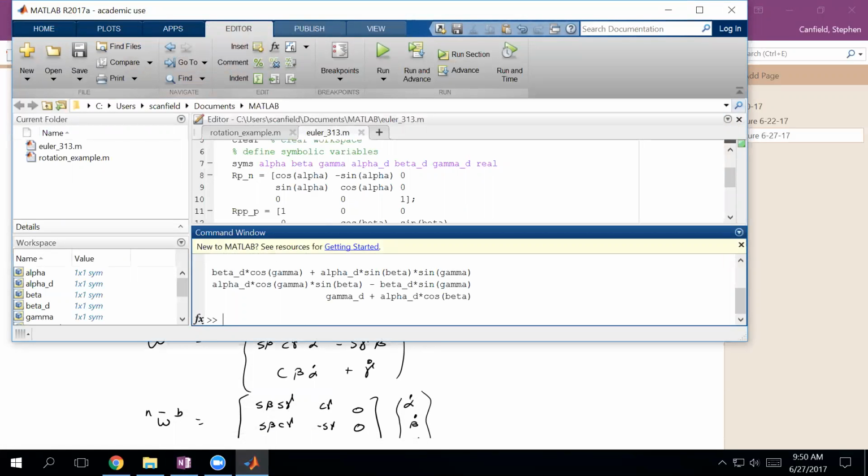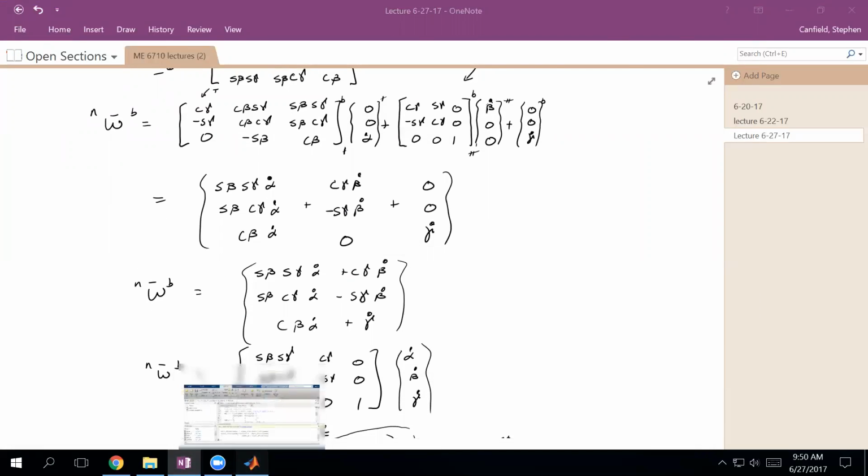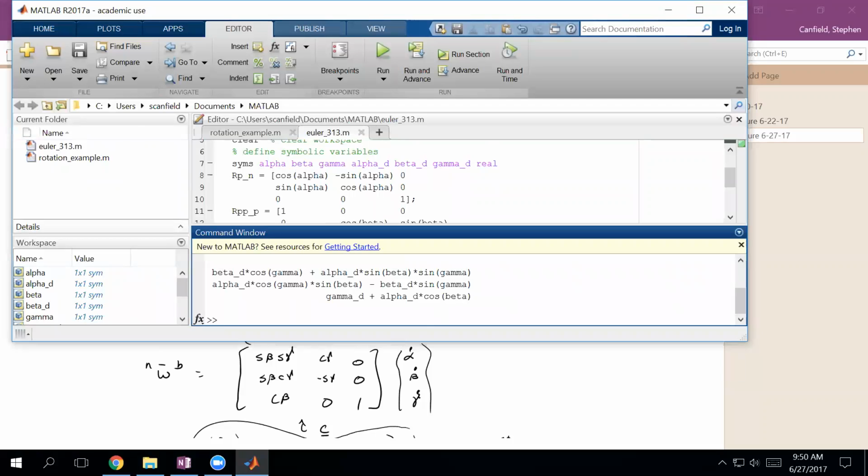So we got a beta dot times cosine gamma for this first term. We got an alpha dot times sine beta sine gamma. That one looks good. We got an alpha dot times cosine gamma times sine beta. That one looks good. A minus sine gamma times beta dot. And then the third term, which is gamma dot plus alpha dot cosine beta. Okay, we get the same answer.